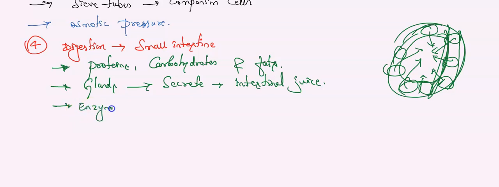Now make a note. Next point, enzymes in the intestinal juice. Where are enzymes present? In this intestinal juice enzymes are present. Got it? Yes, sir. Enzymes in the intestinal juice convert proteins into amino acids.